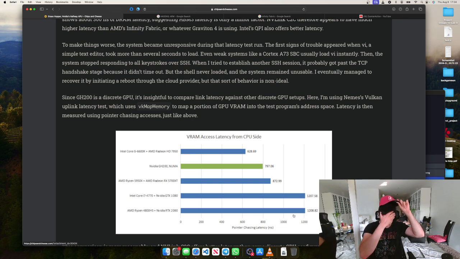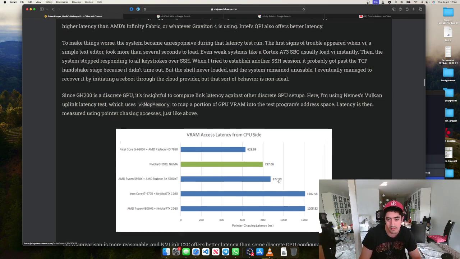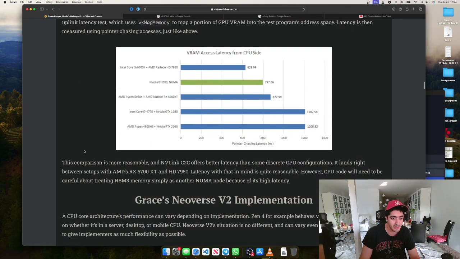Alright, that kind of, it's good for Nvidia, I guess. This comparison is more reasonable, and NVLink C2C offers better latency than some discrete GPU configurations. It lands right between setups with AMD's RX 5700 XT and RX 7950 latency. With that in mind, it is quite reasonable.